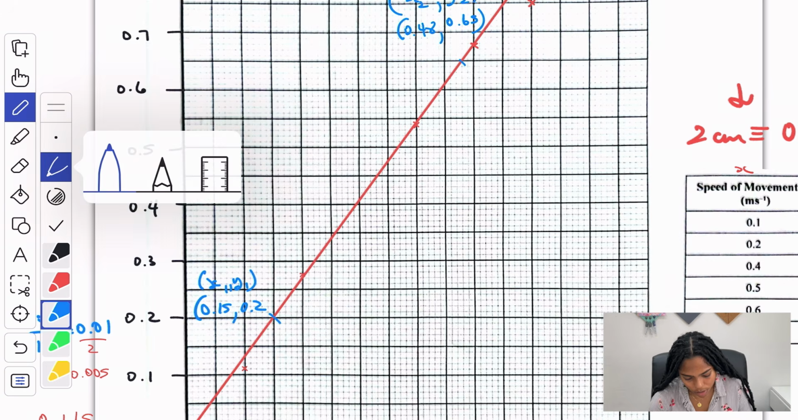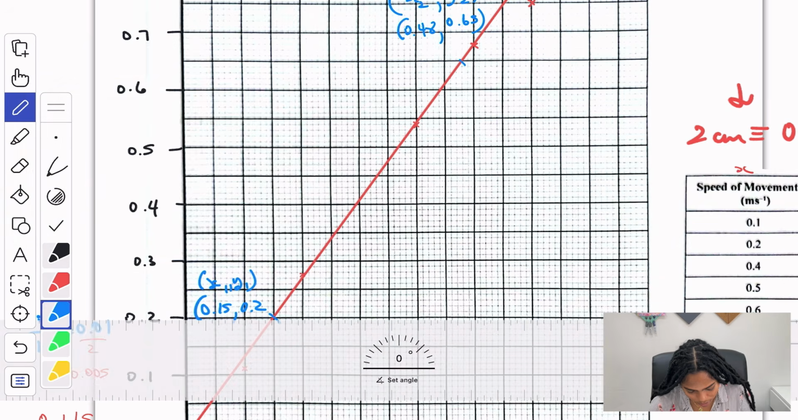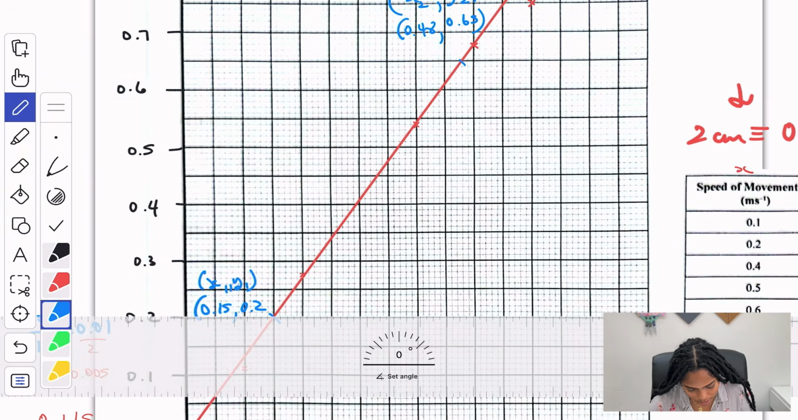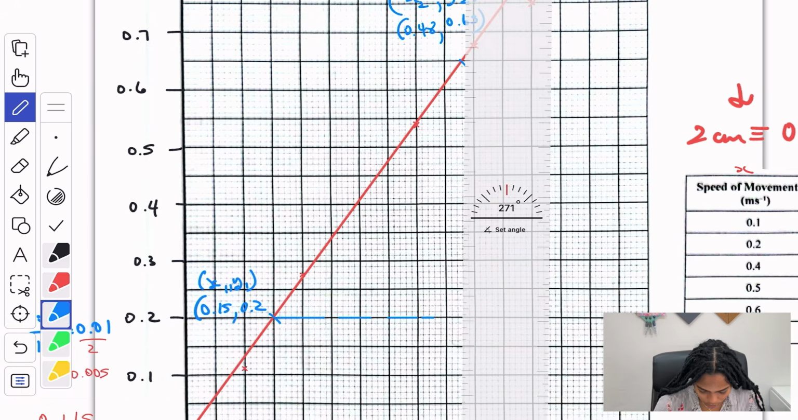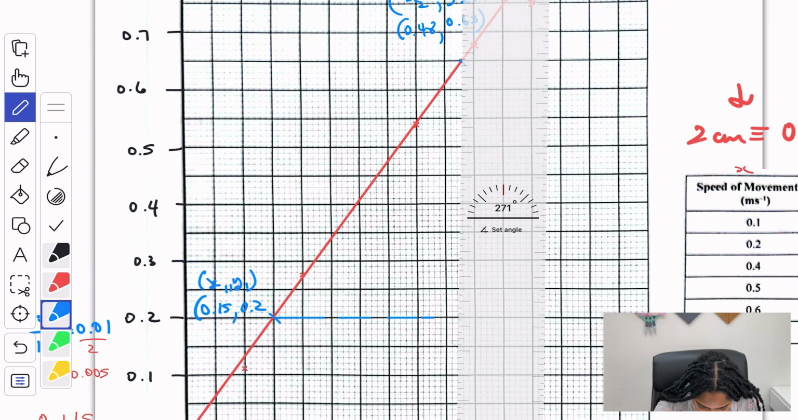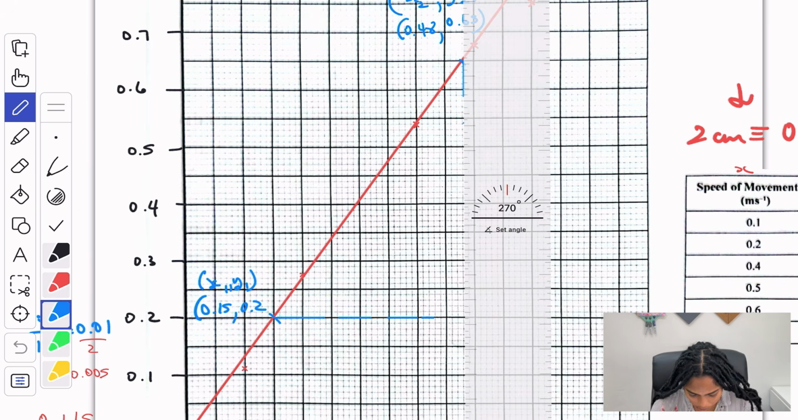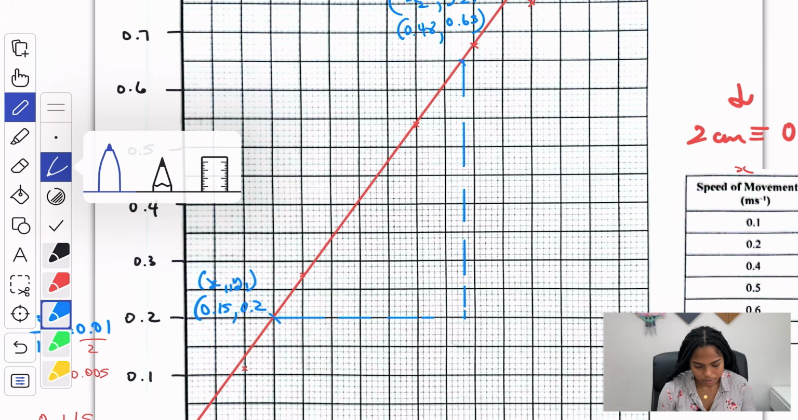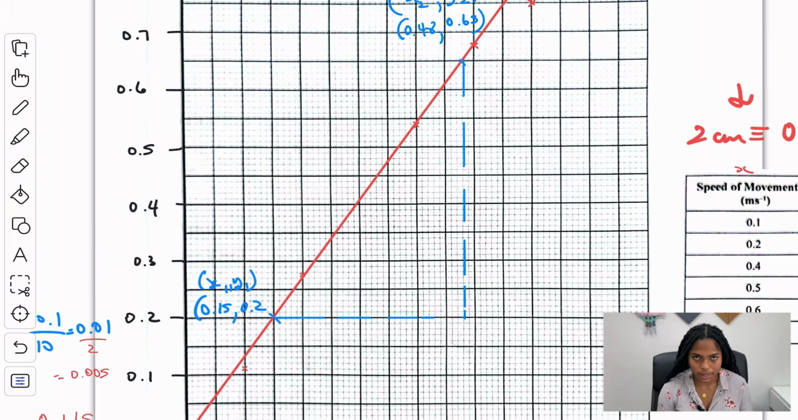Now we have to do our little dotted line. One of the marks for gradient is usually for this. It's just dotted lines going from x1, y1 to x2, y2. Right, so let me go and calculate the gradient on the next slide.